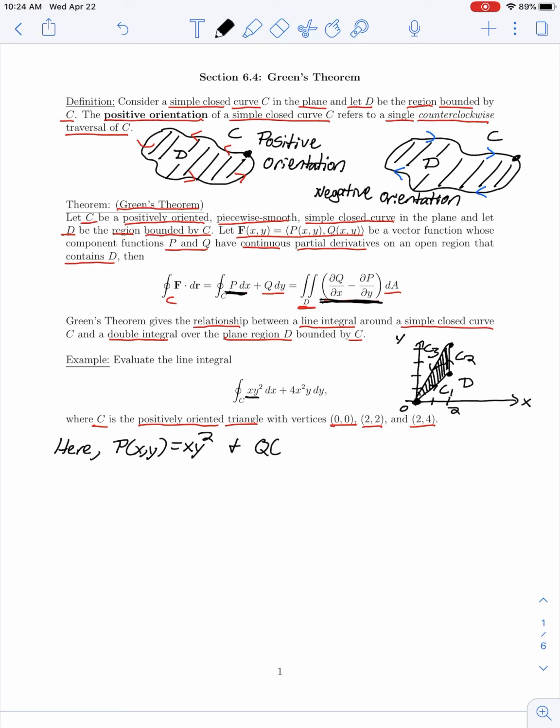and q of xy is whatever function we are integrating with respect to y. So in this case, 4x squared times y. Now to apply Green's theorem, we need to find these partial derivatives. So here, the partial derivative of p with respect to y is given by 2xy, and the partial derivative of q with respect to x is 8xy.